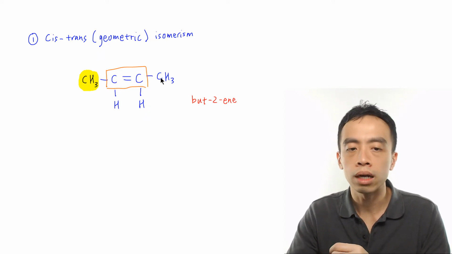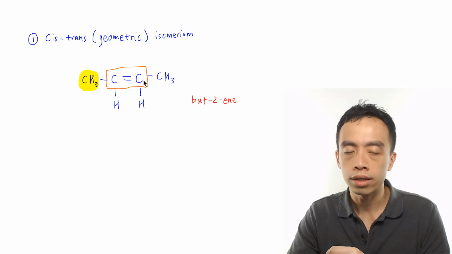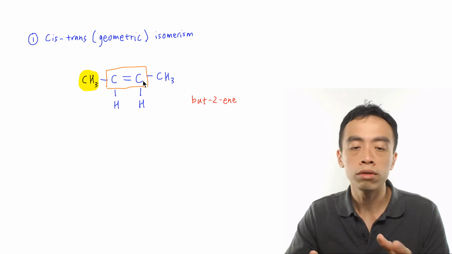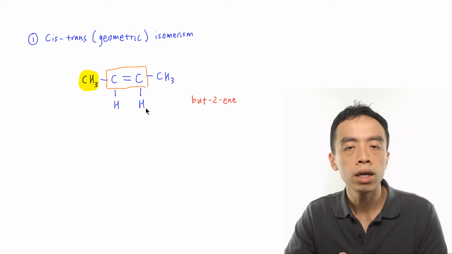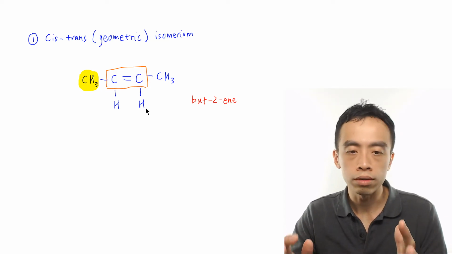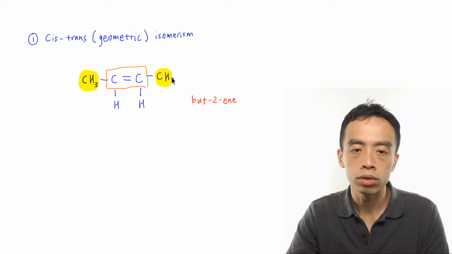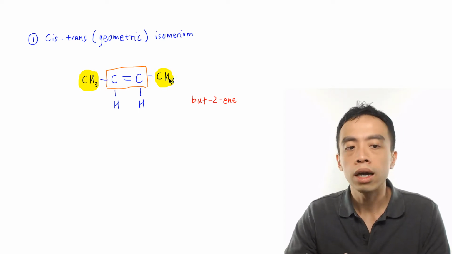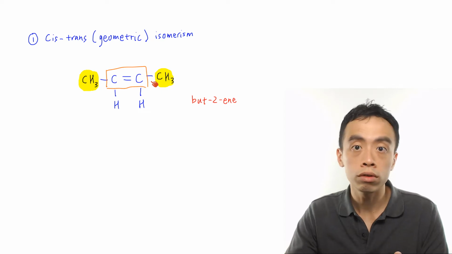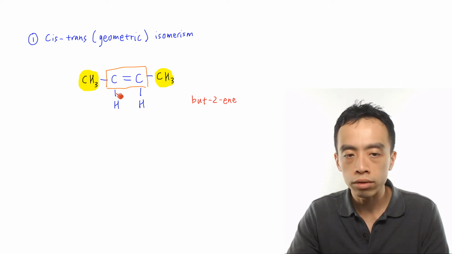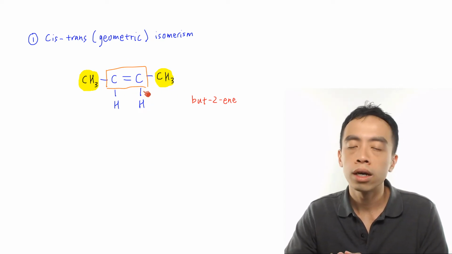Now, how about the other carbon? This other carbon inside this alkene is also bonded to two different groups, also a methyl group and a hydrogen. So same thing, the group which is bigger in terms of size, I will circle this group. Now, if I have an alkene where each of these carbons is attached to two different groups, then in principle, this alkene can exhibit cis-trans isomerism.